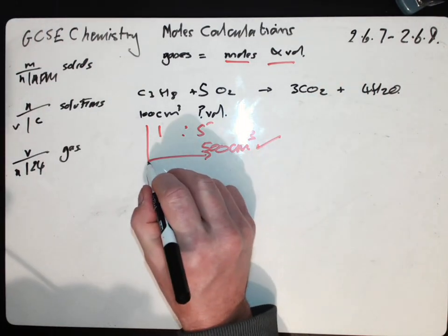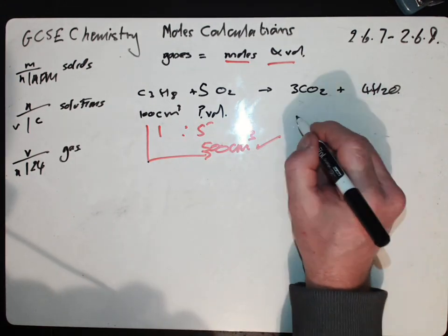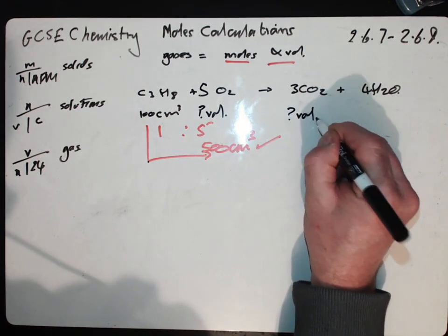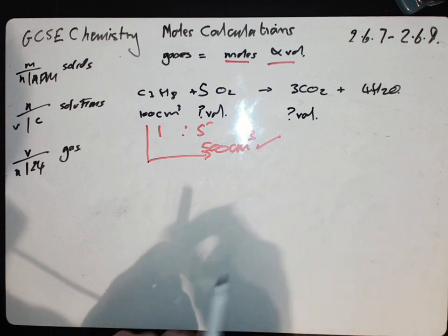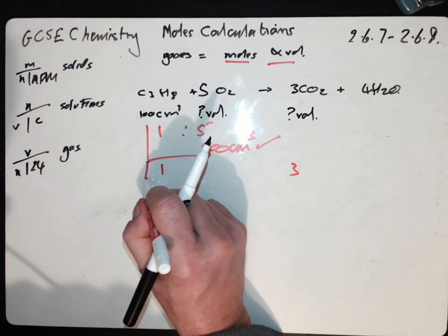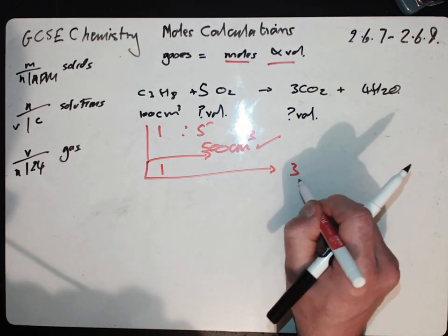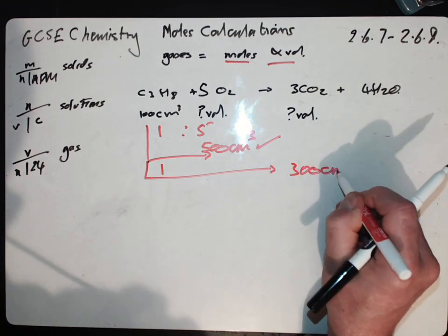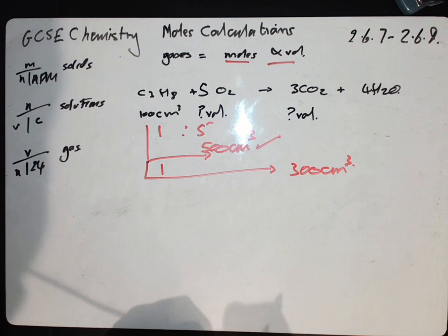Let's say they developed the question, they said, okay, well then, not really that much more difficult. What volume of carbon dioxide would be made? So this time we're going from a 1 to 3. So the volume of carbon dioxide that would be made would very simply be 300 cubic centimeters.